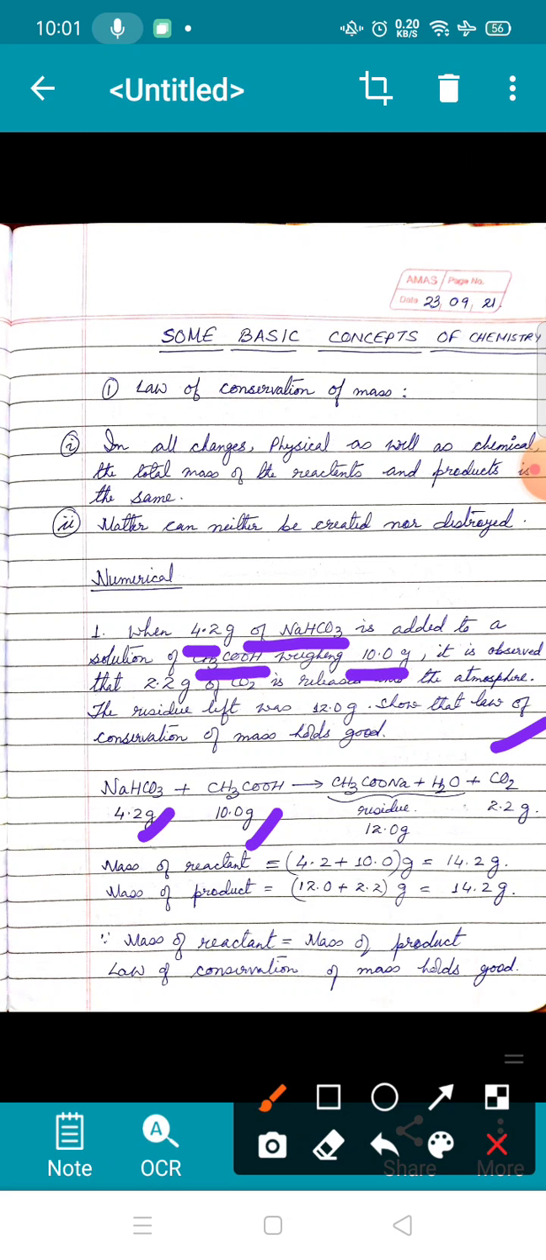When we add up the mass of reactant, we find 4.2 plus 10, that is 14.2 grams. And mass of the products also we add, we find that 12.0 plus 2.2 gives you 14.2 grams. You can see in both the cases, the reactant and the product, the masses are same. So this experimental evidence proves the validity of the law. So the law of conservation of mass holds good.